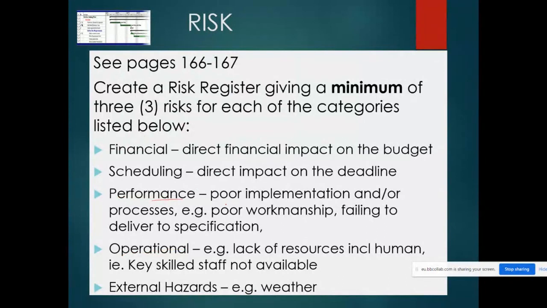Performance risk might involve poor implementation and or processes, like poor workmanship, failing to deliver to specification. Operational risk might involve a lack of resources, including human resources, such as key skilled staff not being available when you were expecting them to be available. That would be an operational risk. And then external hazards might be weather or change in government laws or something like that.